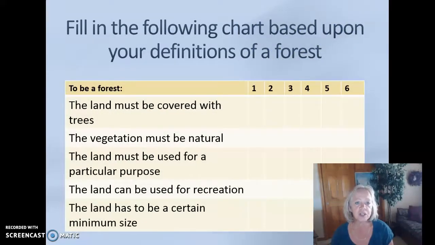So instead of filling in the following chart, just look at this over and say, in your definition of a forest, did the land have to be covered with trees? Did it have to be natural? Was it used for a particular purpose? Can it be used for recreation? And does it have a different size requirement? So each of these can be used as a definition depending on the agency or the organization that's defining it.